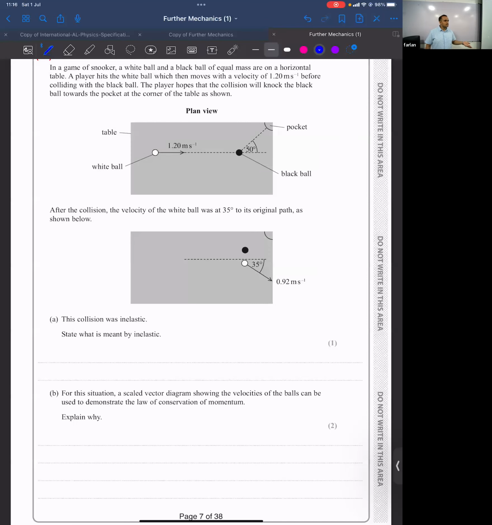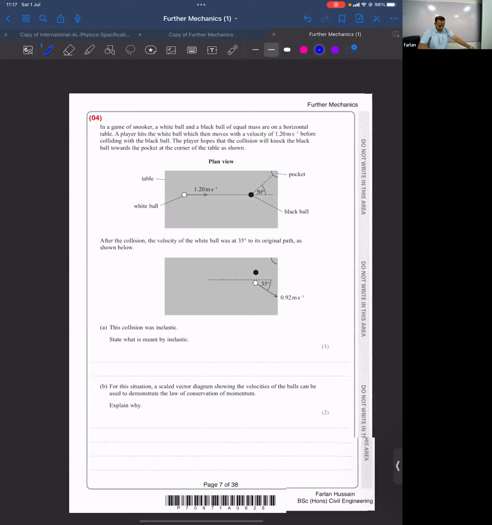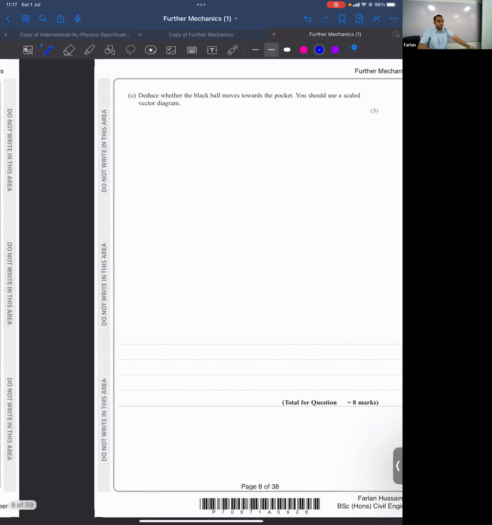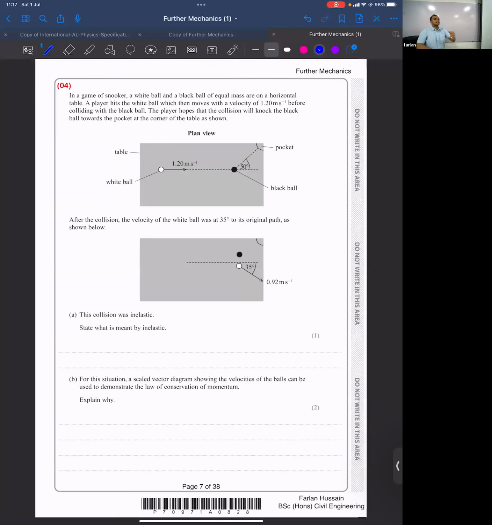Kinetic energy is not conserved, or kinetic energy reduces in the collision. Kinetic energy of the system reduces in the collision. But you want it to increase. Sorry? Kinetic energy can't increase, right? Kinetic energy can never increase.